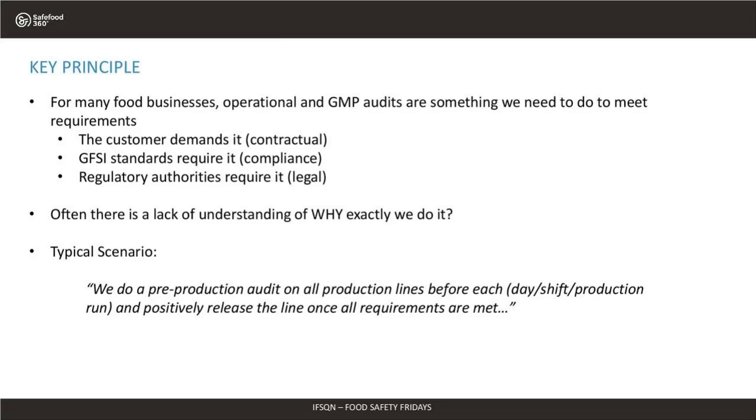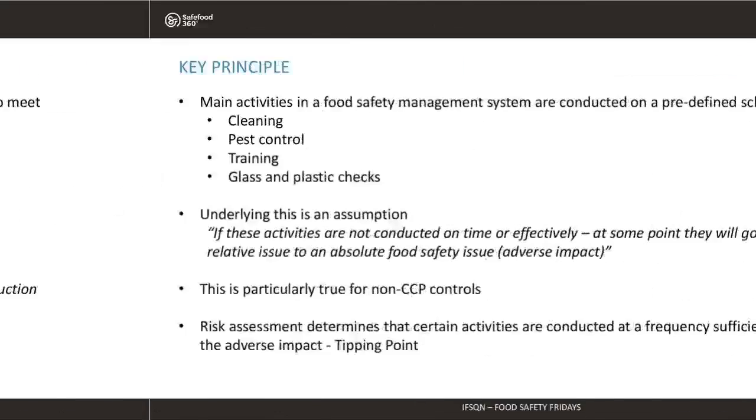And the reason that might be a concern is sometimes if you don't understand clearly why you're doing something, you may not be able to do it effectively, or you may be overdoing it and wasting time and money in the process. So the typical scenario you could have in a food business is, we actually do, say, pre-production audits on all our production lines before each shift, for example. And we want to positively release the line once all those requirements are met. So that kind of is a description of the type of scenario which governs why audits, operational audits, are in fact done.